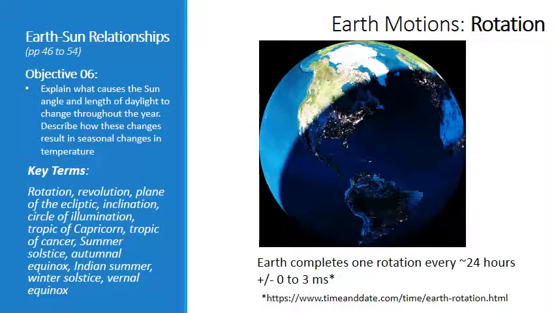The content in this video comes from pages 46 through 54 of your textbook, and it's meant to help you achieve learning objective number 6, which is to explain what causes the sun angle and length of daylight to change throughout the year, and to describe how those changes result in seasonal changes in temperature.